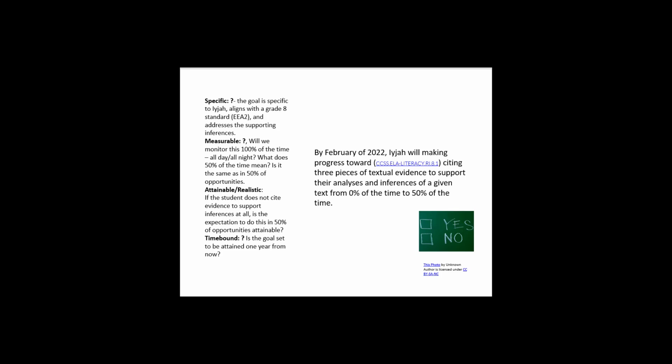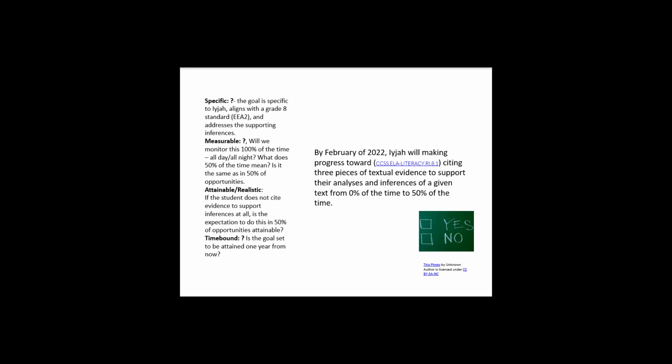Let's think about what it specifies as a criterion, from 0% of the time to 50% of the time. One would question, will we monitor this skill 100% of the time, meaning all day, all night? What does 50% of the time actually mean? What will our data sheet look like? Is it the same as 50% of opportunities?